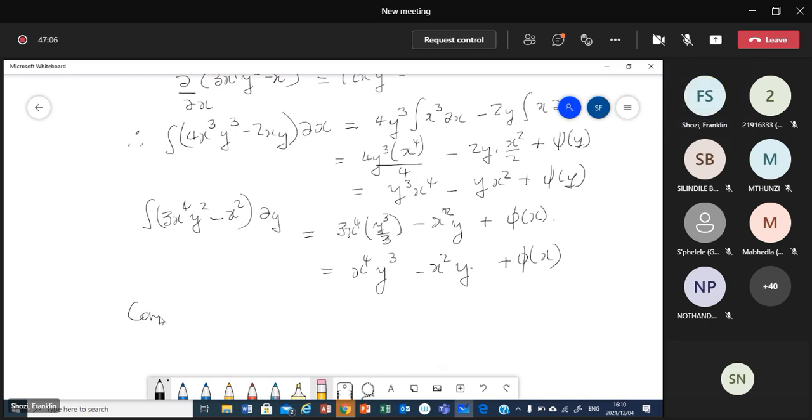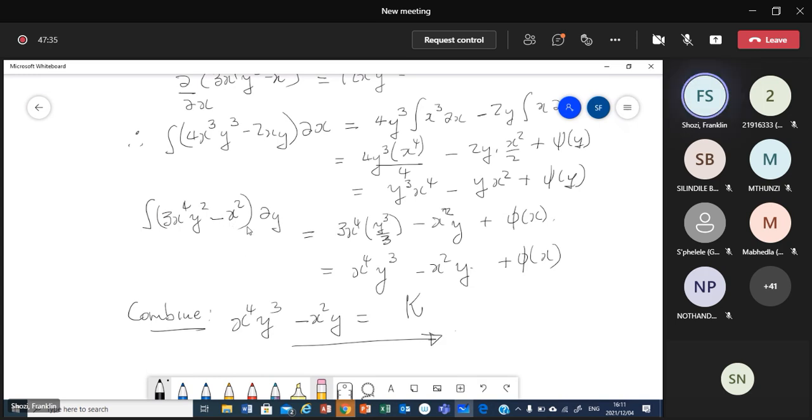Combine, but terms that are repeated, you only write once. You'll see that I've got x to the power 4 y cubed. There is x to the power 4 y cubed. So it has to be there, but represented once, right? And then this is the same as that. So minus x squared y equals phi of x plus psi of x, which is some constant k. And this is your answer.